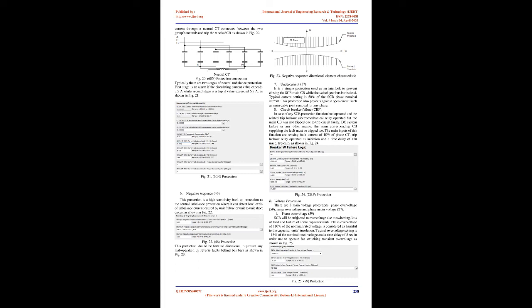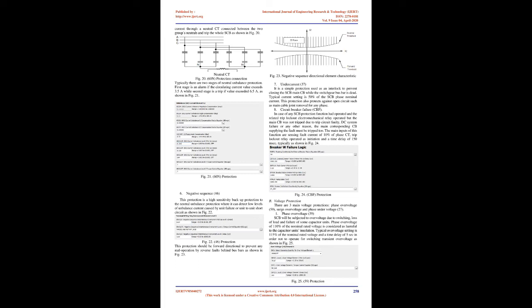Negative sequence, 46. This protection is a high-sensitivity backup protection to the neutral unbalance protection, where it can detect low levels of unbalance current caused by unit failure or unit-to-unit short circuit, as shown in Fig. 22. This protection should be forward directional to prevent any maloperation by reverse faults behind busbars, as shown in Fig. 23.